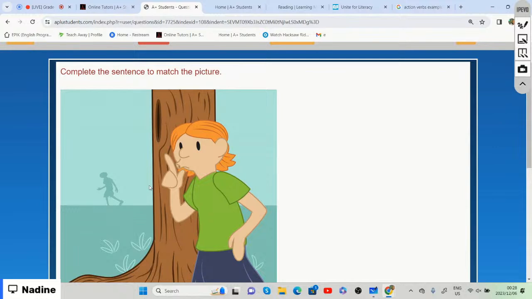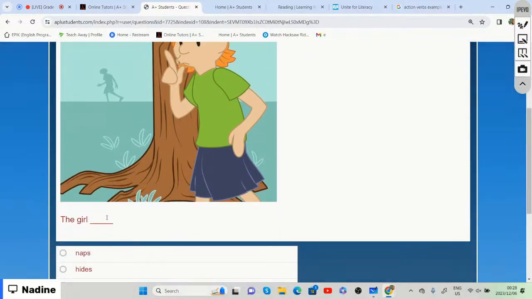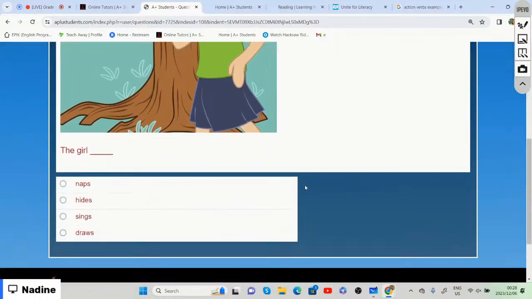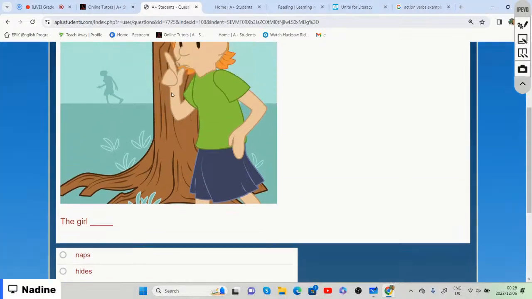So if we look at the picture, the girl, what is this girl doing? Does it look like she's napping? She naps, she hides, she sings, or she draws. What is she doing?